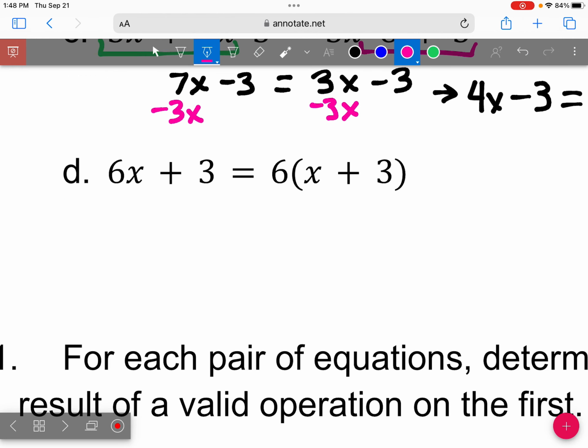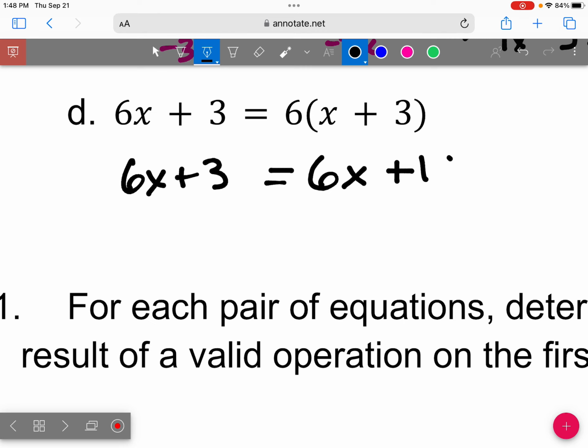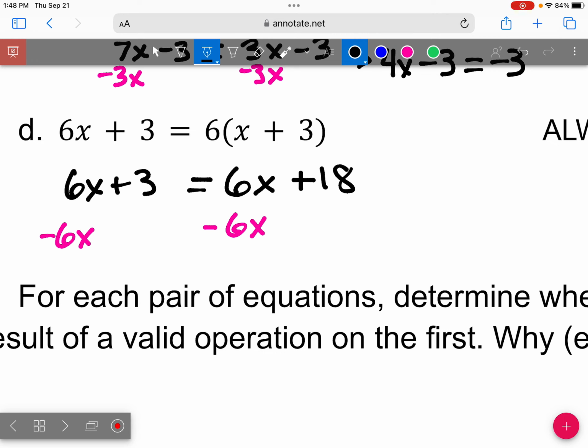Let's look at D real quick. What can I do on D to simplify this? Distribute. So we got 6x plus 3 equals 6x plus 18. We might be able to start to spot this one. What can we do? Yes, subtract 6x on both sides. So we have left over here 3 equals 18.